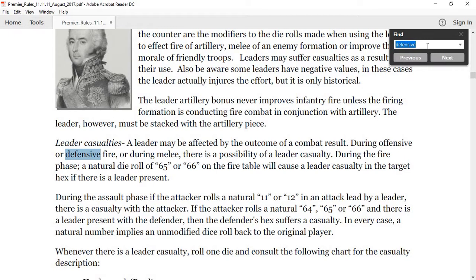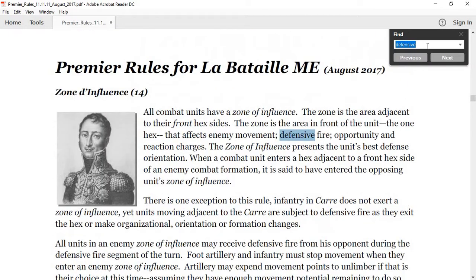Leader casualties. The leader may be affected by the outcome of a combat result during offensive or defensive fire, or during melee. There's a possibility of a leader casualty. The zone of influence. The zone is the area in front of the unit, the one hex, that affects enemy movement. Defensive fire, opportunity, and reaction charges.